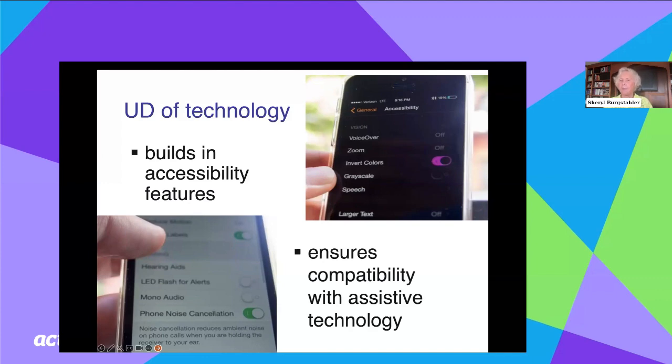And then we want to ensure compatibility with assistive technology. So I mentioned screen readers before, but there are also a lot of alternative keyboards and other technologies that are very cool, but we want to make sure our technology can also interface with those so that we don't create a block for people with disabilities who are using them.